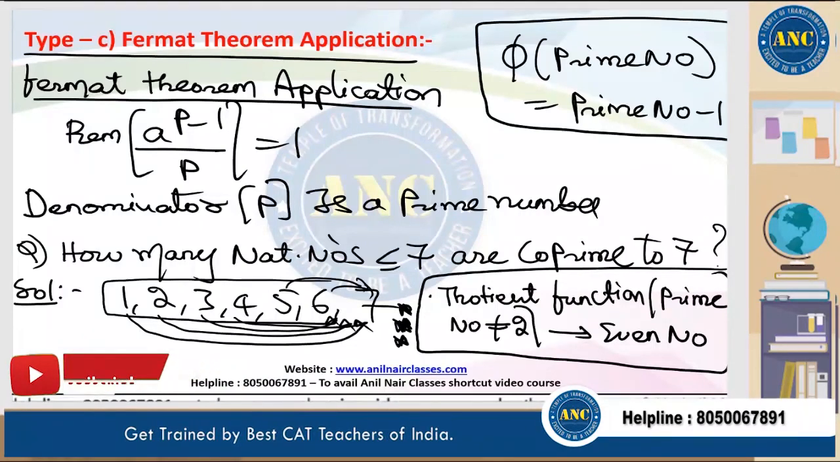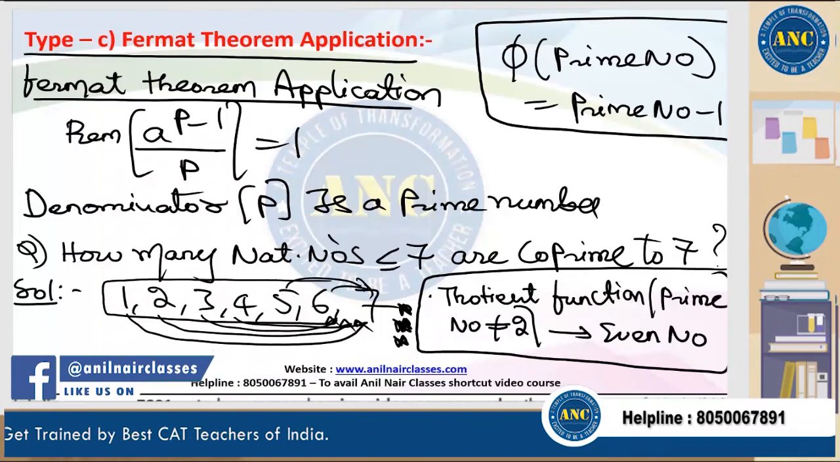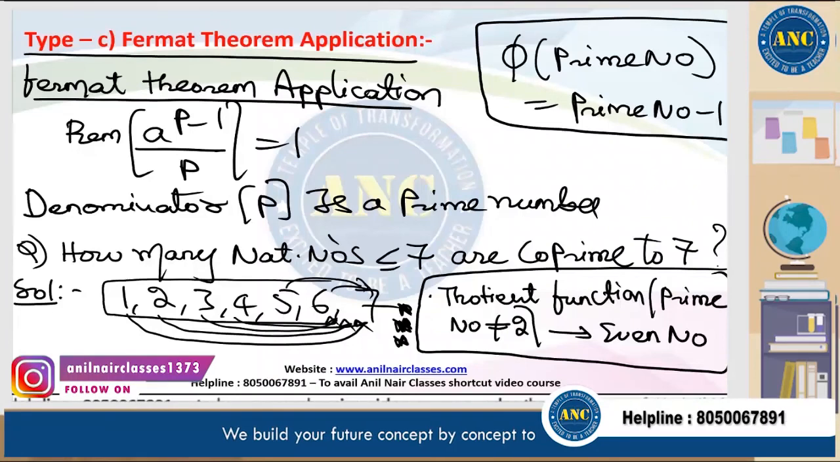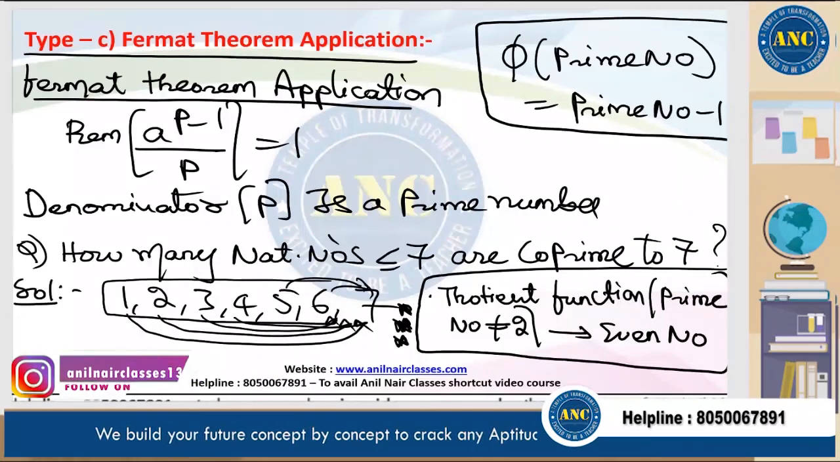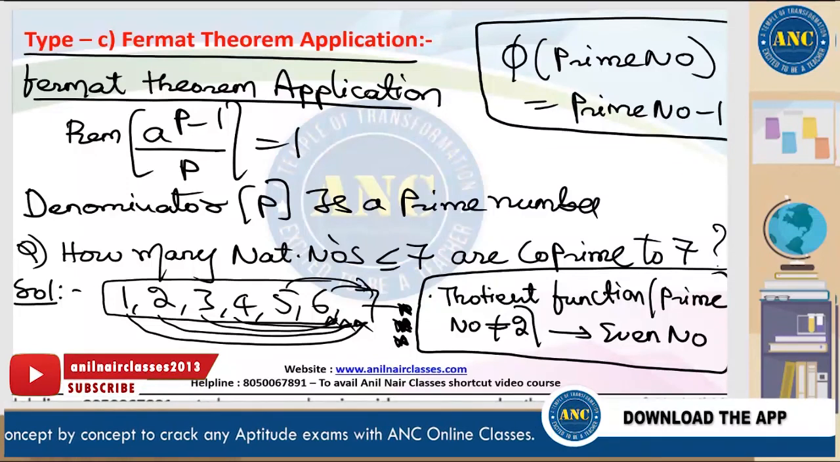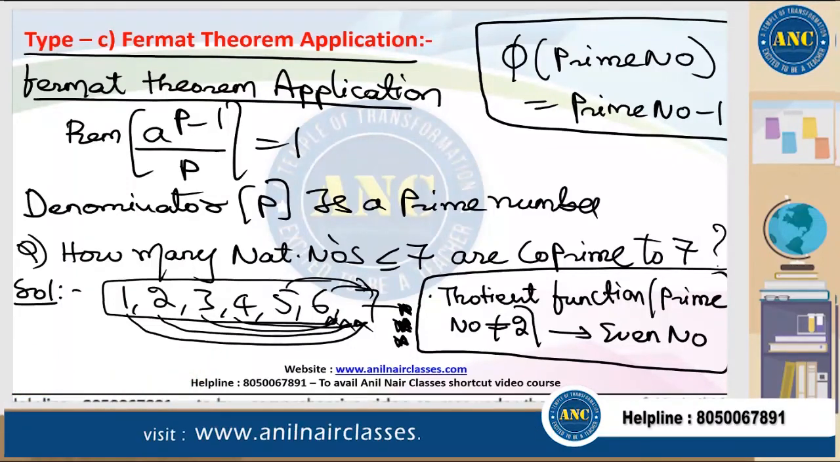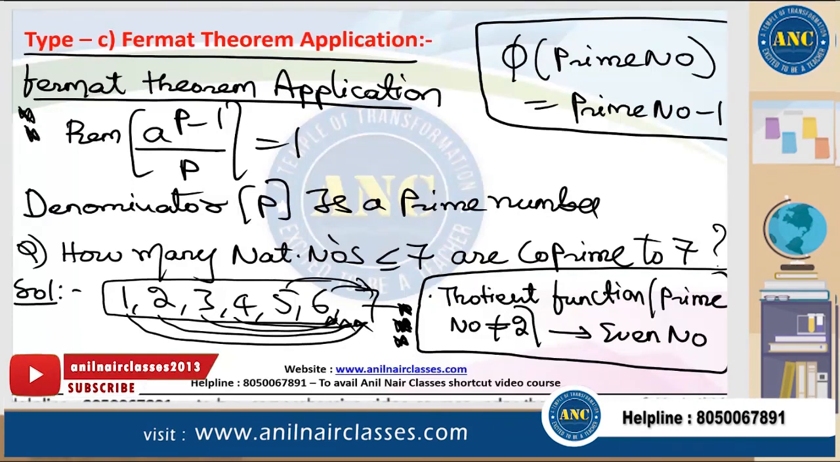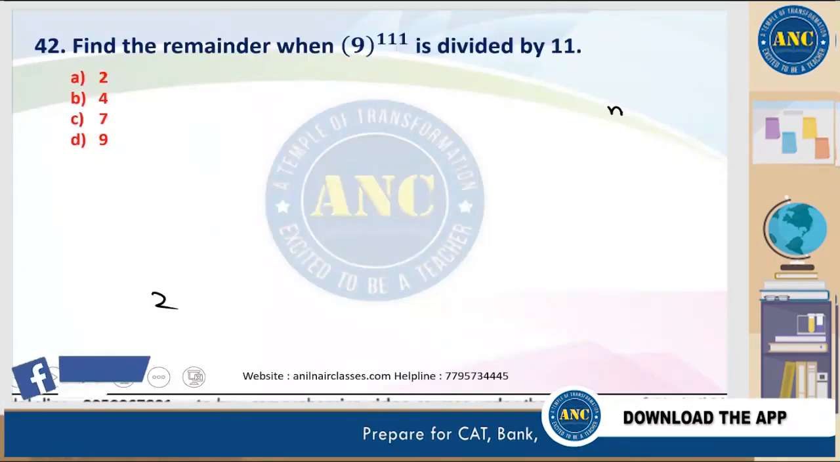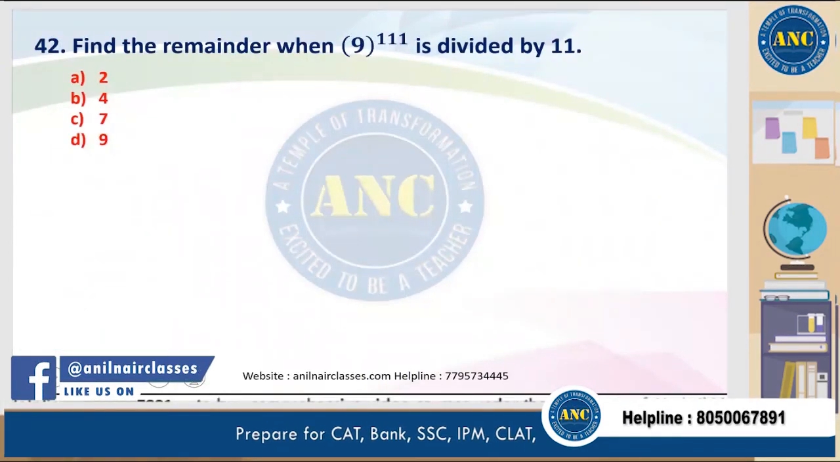Remember, Fermat's theorem and Euler's theorem, the concept remains the same. In the totient function, the denominator is a composite number. In Fermat's theorem, the denominator is a prime number. That is the only difference. I hope it is clear. This is Fermat's theorem.